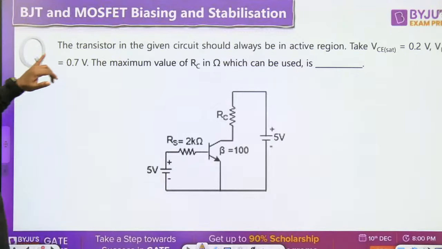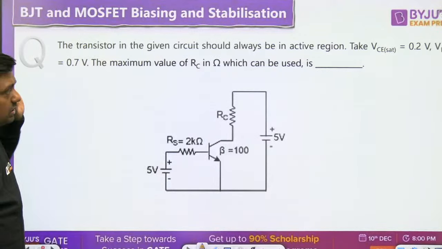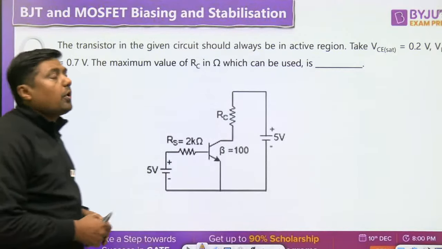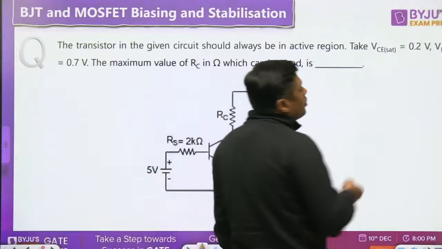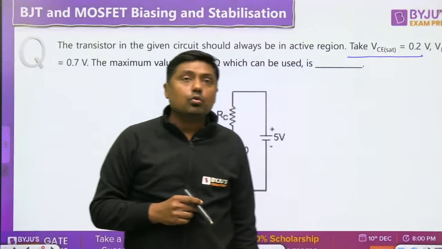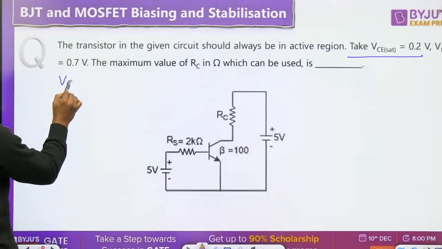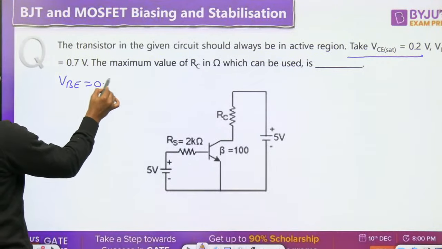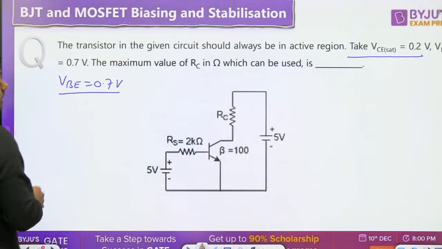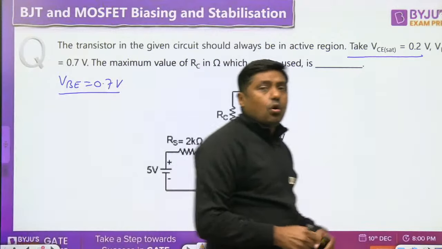Now, the transistor in the given circuit should always be in active region. Take VCE sat is equal to 0.2 volt. One student asked what is the meaning of 0.2 volt. That is given in the question, my dear. VCE sat is 0.2 volt and VBE is given as 0.7 volt. The maximum value of RC in ohm which can be used is what?